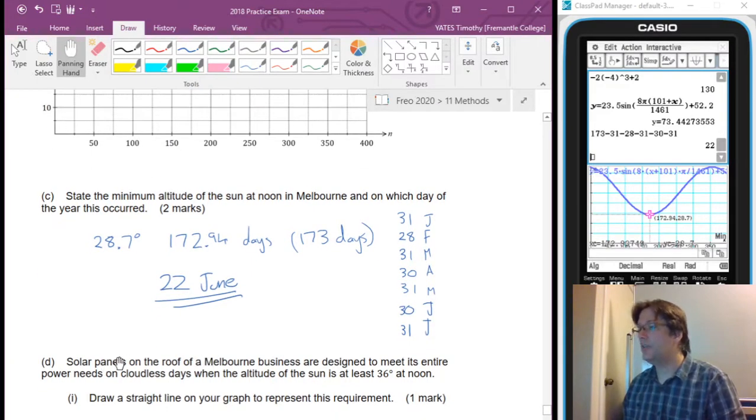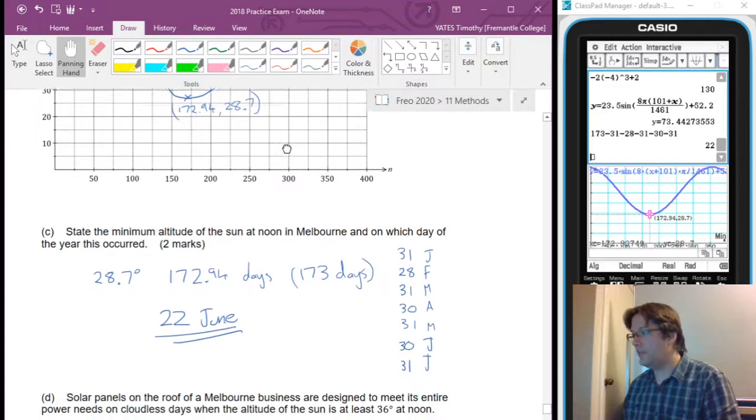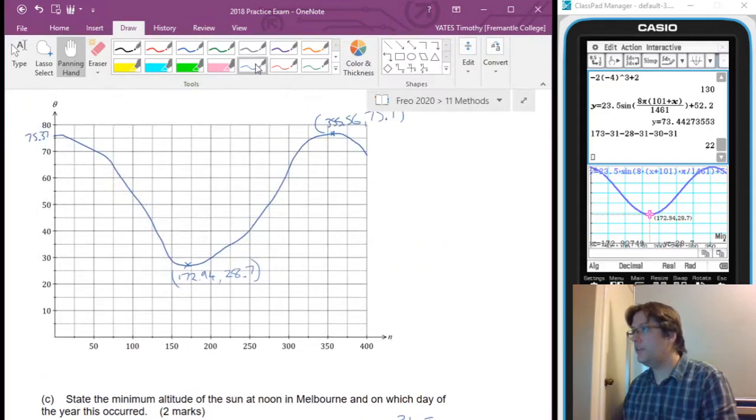Solar panels on the roof of a Melbourne business are designed to meet its entire power needs on cloudless days when the sun is at least 36 degrees at noon. Draw a straight line to represent this requirement. So it's going to be 36 degrees at noon. So that's basically this line here. If it's above that line, it's all good.